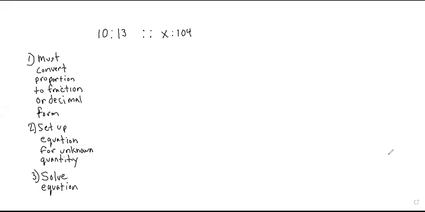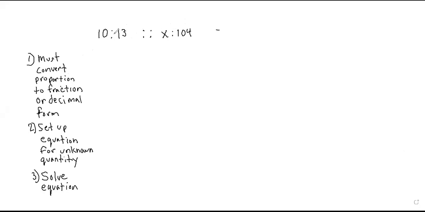Okay, so the question states, sorry about that. Okay, so the question states 10 to 13 is equivalent to x to 104. So with proportions, we have to do things in the order that it's written, right? And the first thing we have to note is that we can't do any arithmetic with a proportion in this form. We have to write it to another form, either a fraction or a decimal. That's what we say here. It's right here as step one. We must convert the proportion to either a fraction or a decimal.